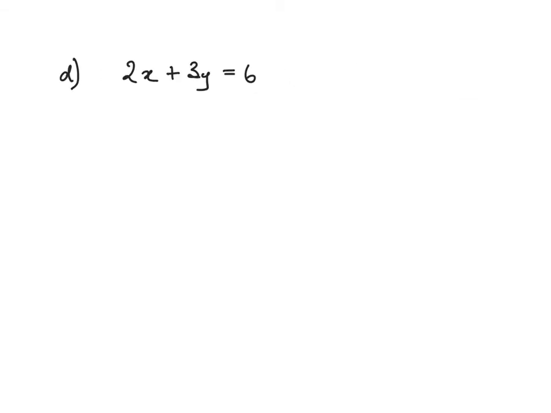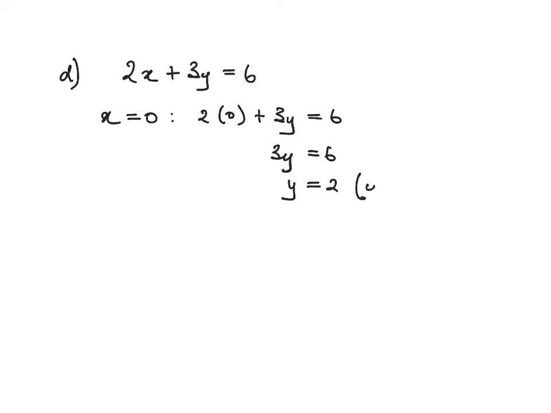2x plus 3y equals 6. There's a technique for sketching lines of this sort. I'm going to set x equal to 0 and then find the value of y. So 2 times 0 plus 3y equals 6. 2 zeros are 0, that just leaves me with 3y equals 6, and then y equals 2. That means that I have the point 0 along 2 up.